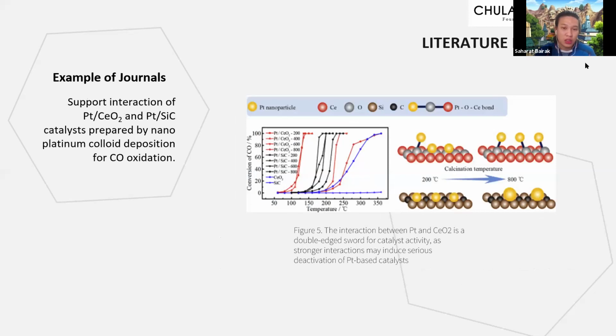And another journal is on support induction of platinum silicon oxide and platinum silicon carbide catalysts prepared by nano-platinum colloid deposition for carbon monoxide oxidation. It shows the thermal sintering of platinum: as the operating temperature increases, the platinum grows in high volume but decreases the surface, which decreases the performance of the catalyst.